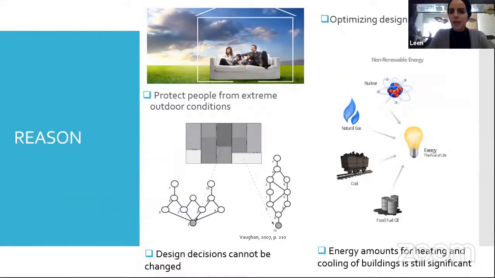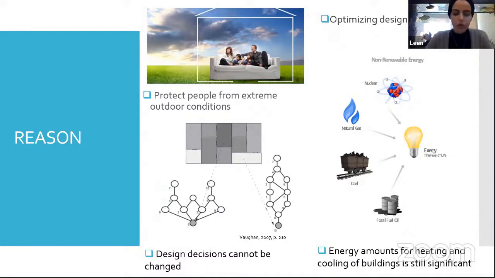The reason behind this research idea is that buildings are constructed to protect people from extreme outdoor conditions. With nowadays concerns about the limits of non-renewable energy sources, research has been directed towards optimizing design parameters, and not only focusing on construction techniques and materials, to reduce energy consumption. Also, even with the huge amount of research confirming the effect of improved building fabric on energy consumption, the amount of heating and cooling required for buildings is still quite significant.